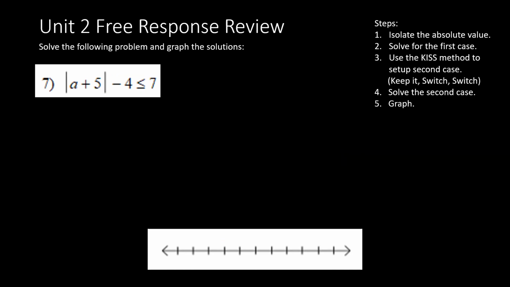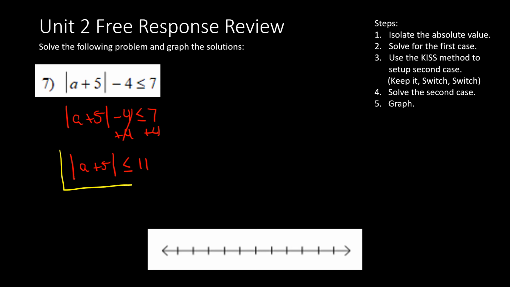So for this one here, let's go ahead and isolate the absolute value. So we'll say the absolute value of a plus 5 minus 4 is less than or equal to 7. So we'll add 4 to both sides. Simplifies out, we get the absolute value of a plus 5 is less than or equal to 7 plus 4 is 11. And we're going to box this. This is our isolated absolute value. And we're going to use this for our first case.